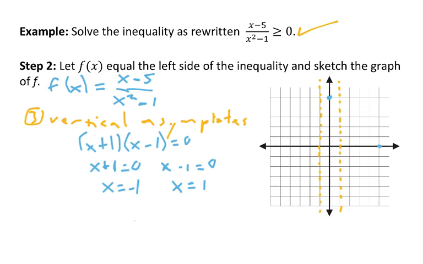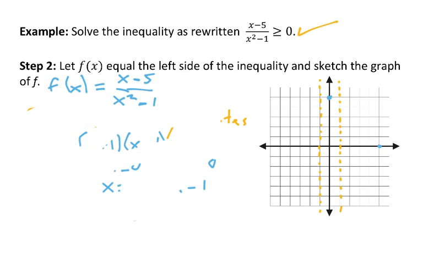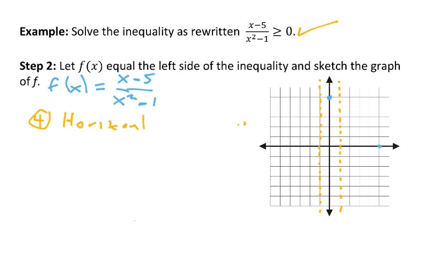So that's very helpful. And finally, we want to look at the horizontal asymptotes. So let me talk about that. The horizontal asymptotes, you might remember, depend on the degree of the numerator and the degree of the denominator. In our case, the degree of the numerator is less than the degree of the denominator. And when that happens, that means that the horizontal asymptote is going to occur at the x-axis.